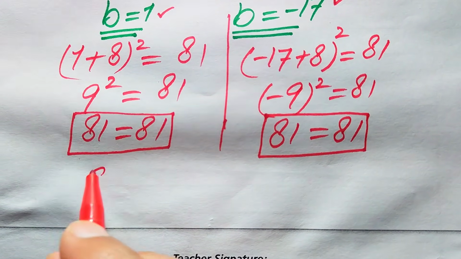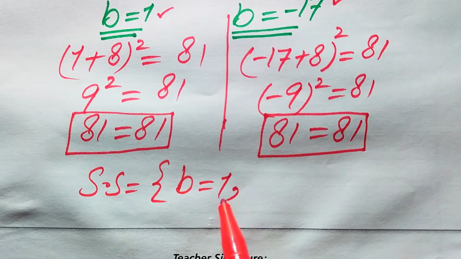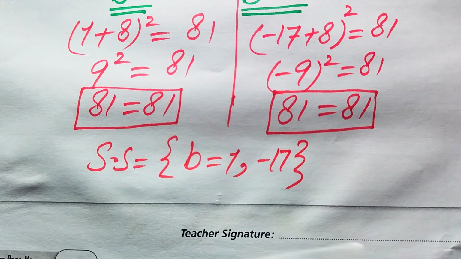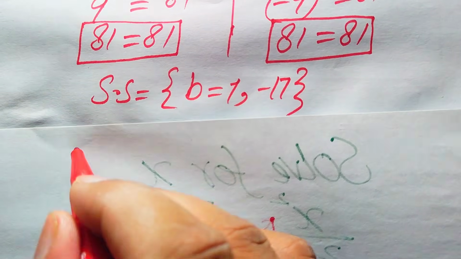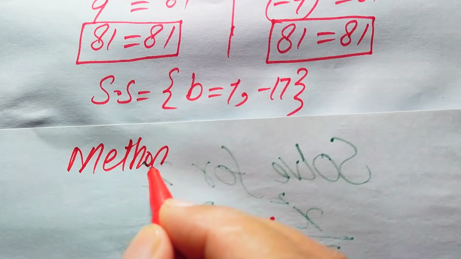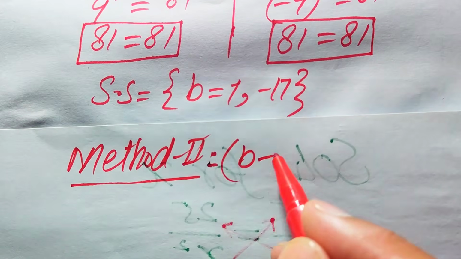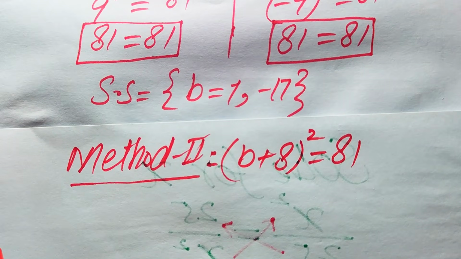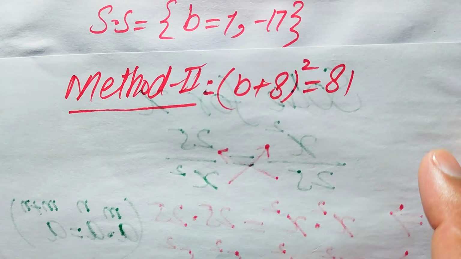And finally, we have the solution set of the given question: b is equal to 1 and minus 17. So this is our final answer which we get here from the first method, and now we again solve this problem with the second method. For the second method, we need to copy down the given question statement, which is b plus 8 whole square is equal to 81. This is a very straightforward, quick method, and we quickly determine the solution set of this problem.